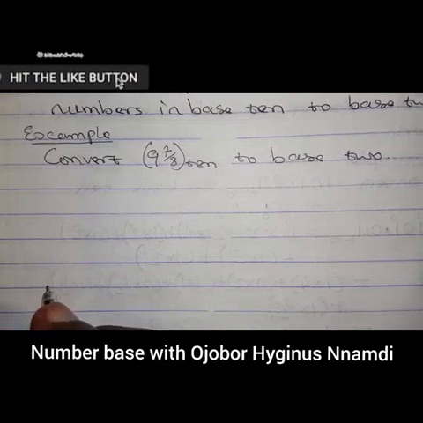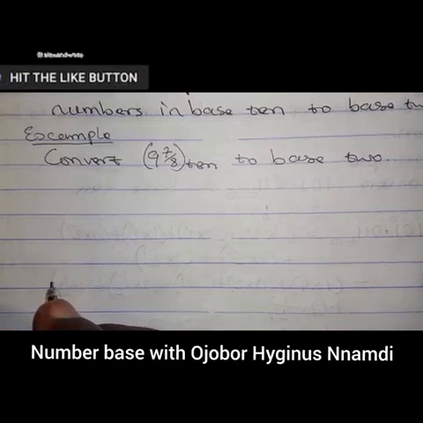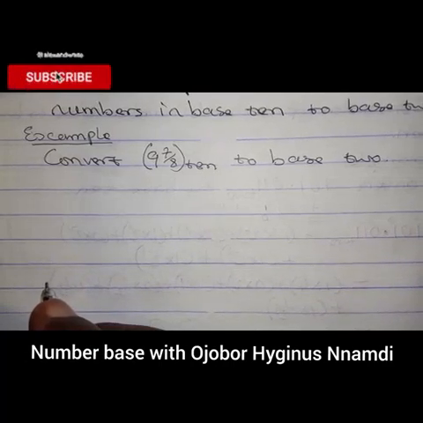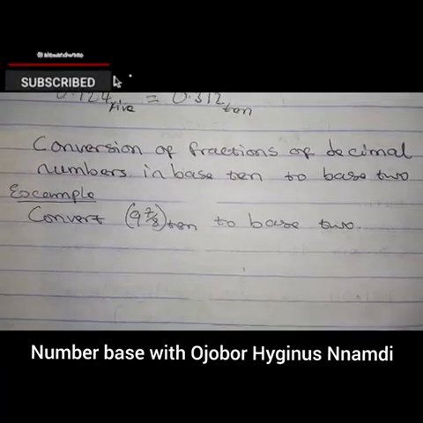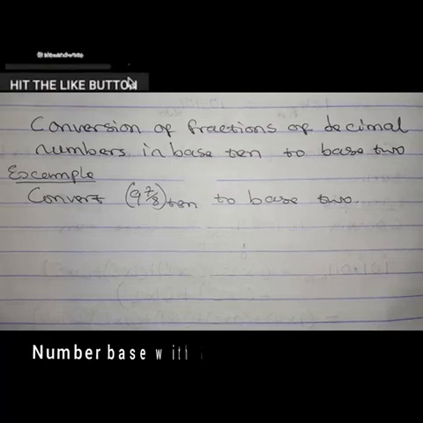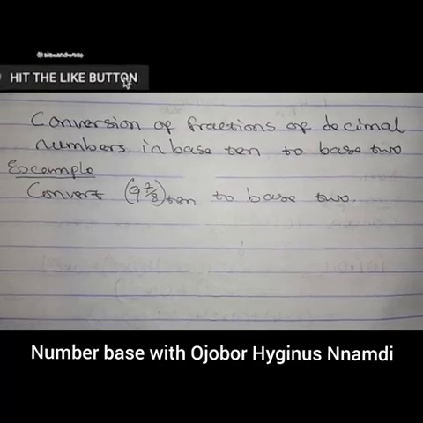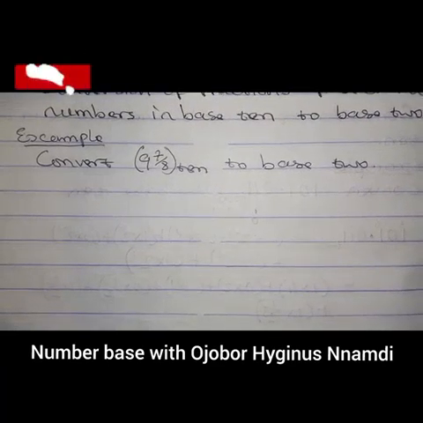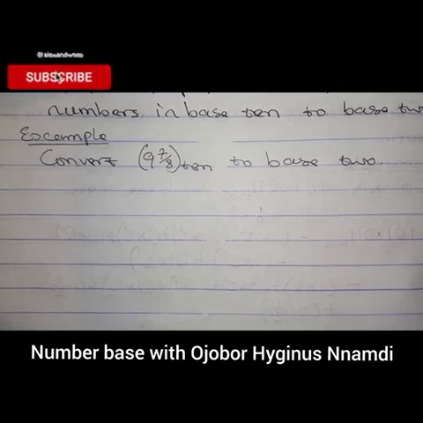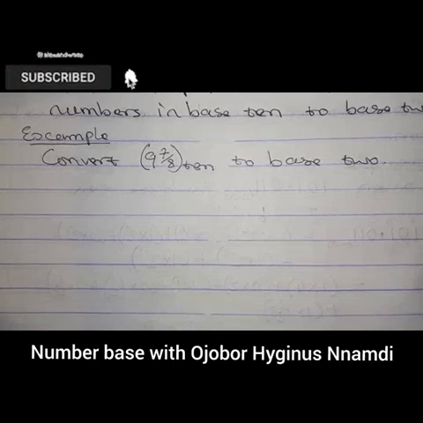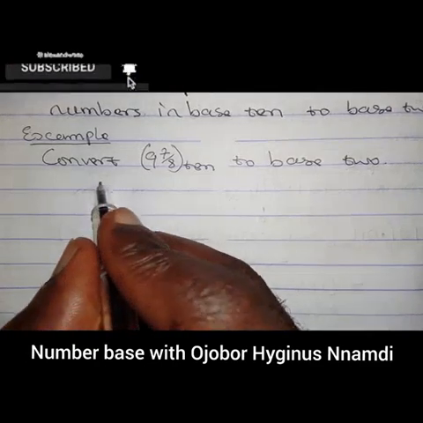In continuation from our previous class where we did conversion of decimal number base to base 10, we are going to now look at conversion of fractions of decimal numbers in base 10 to base 2. So look at this question. You are asked to convert 9 whole number 7/8 base 10 to base 2. I will do that in two different methods.